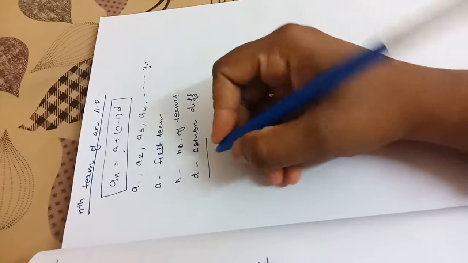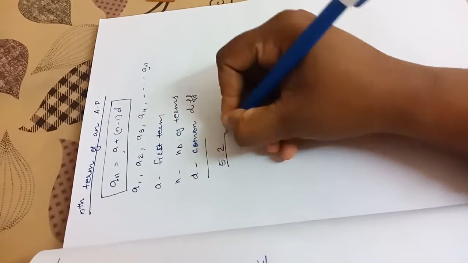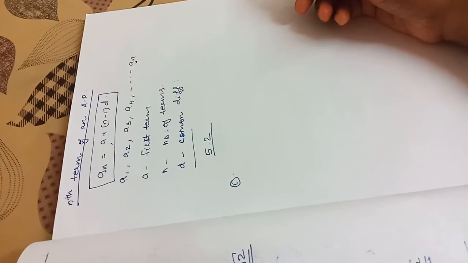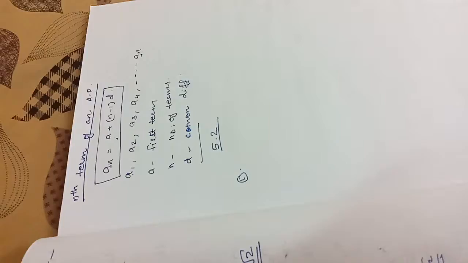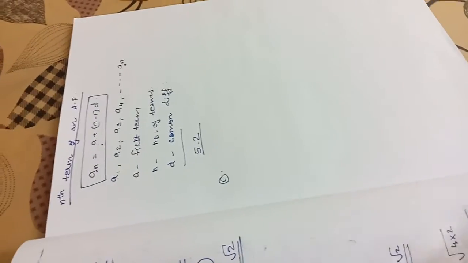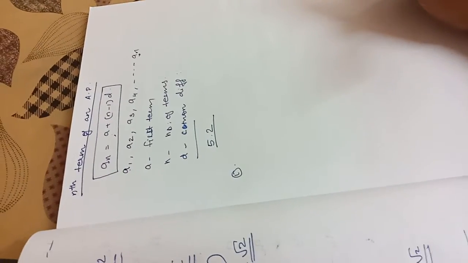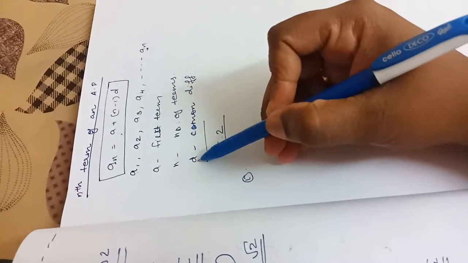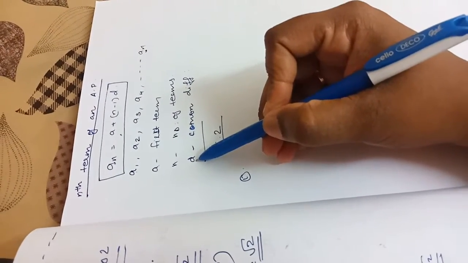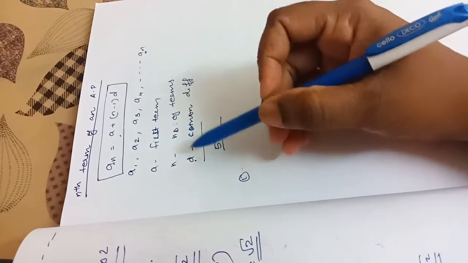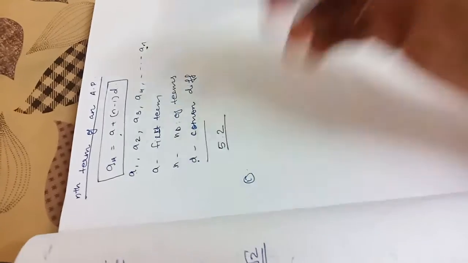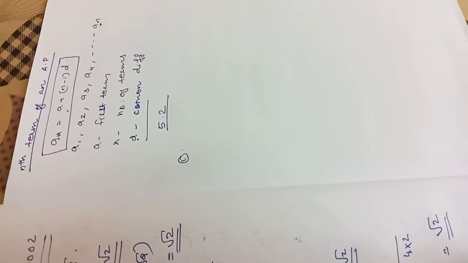Okay, let us start exercise 5.2. Question number 1: fill in the blanks in the following table. Given that a is the first term, d is the common difference, and An is the nth term of an AP. In some cases An is given and in some cases n is given. So you have to fill the blanks. How can you find it?